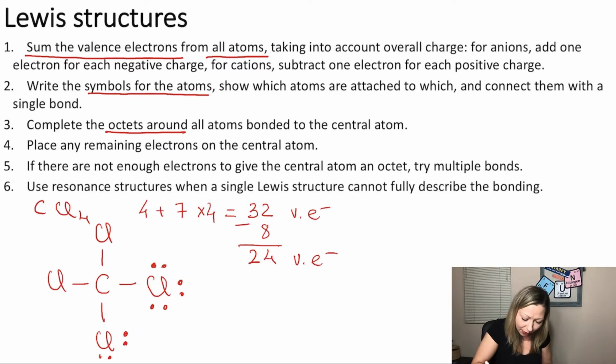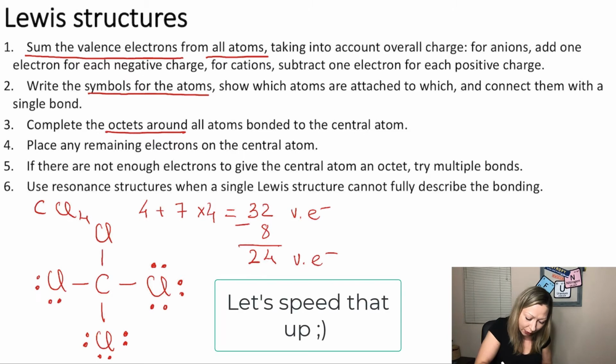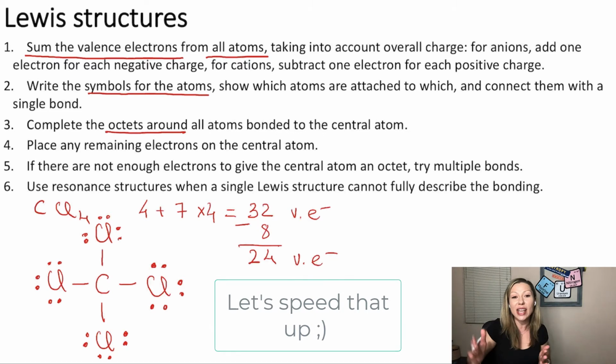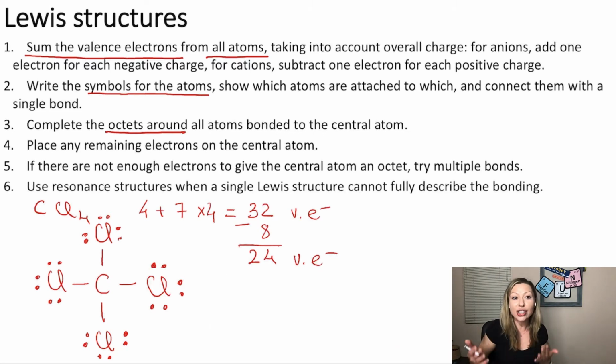The same for the other three chlorine atoms: 6 more electrons each, and the 2 more in each case are in the bonds. So I used up 4 times 6 electrons, which is actually 24.